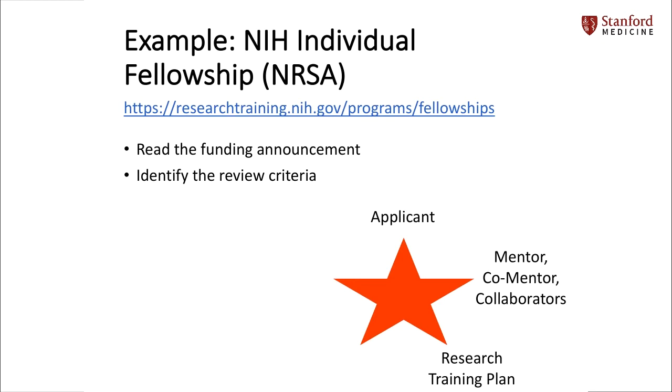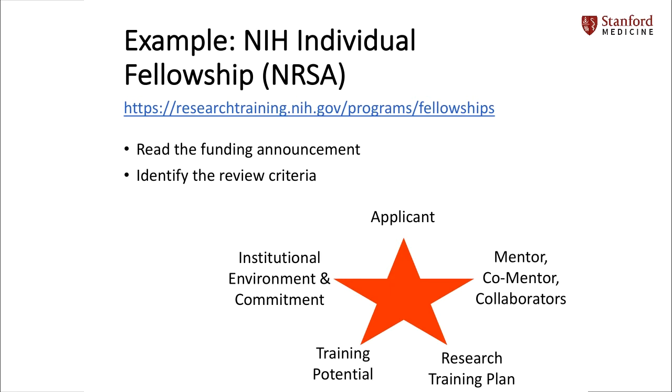The research training plan: is the research significant, appropriate, and feasible? These are the types of questions your reviewers are looking at when they're considering the research training plan. Then the training potential. Is the training plan appropriate? Will the plan contribute to the applicant's success? And then the environment and institutional commitment. What is their commitment to the candidate's development into a scientist, and are there adequate resources available? So you want to identify the review criteria so that when you're writing your application, you can make sure that you're making the points that the reviewers are looking for.